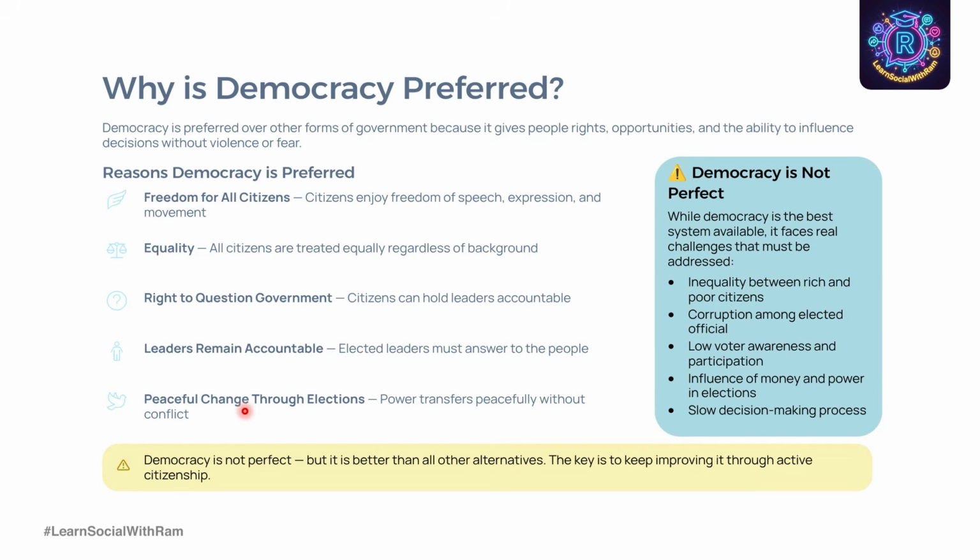Obviously no. Democracy also has some challenges. In democracy, sometimes we see corruption, inequality, low awareness and participation of citizens, slow decision-making process. But still, democracy is considered the best system because it gives the people power and it allows for continuous improvement. So you can expect a 3-marker question from this section where the question can be asked, why democracy is the most preferred form of government compared to any other form of government.